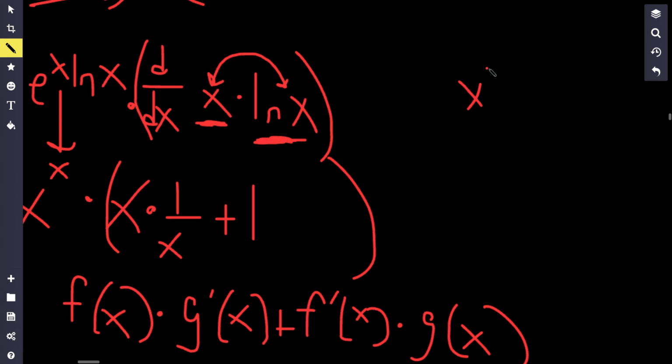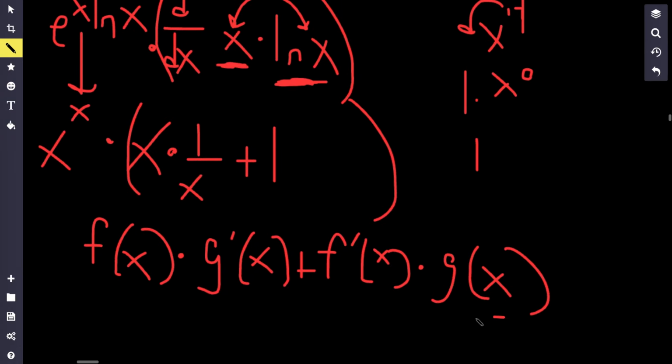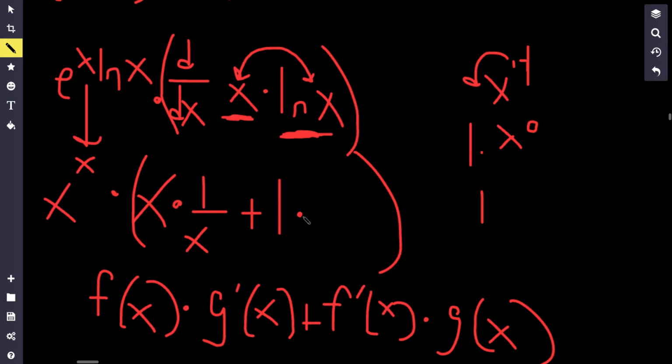Because you have x to the first power, so you bring down the exponent and subtract 1. You get 1 times x to the 0th power, which is just 1. And you have the same old second function. So 1 times ln of x, which is just ln of x.